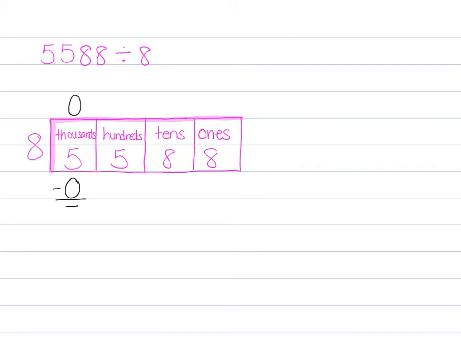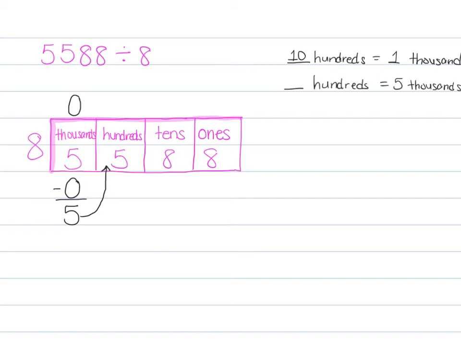We know that we still have 5,000s cubes that we need to regroup. So 5,000s will be regrouped into the hundreds. How many hundreds are in 1,000? That's written here. How many hundreds are in 1,000? 10 hundreds are in 1,000.